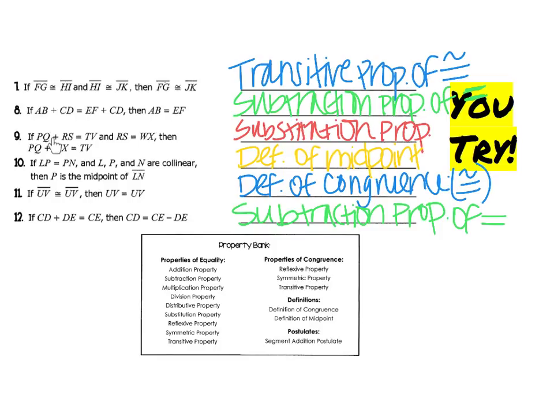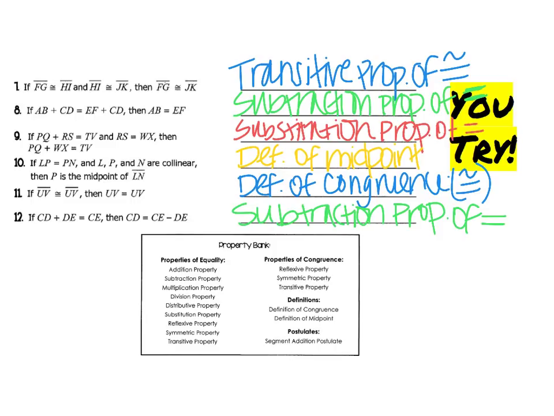Number 9, if PQ plus RS equals TV and RS equals WX, then PQ plus WX equals TV. So what we're doing is we're saying RS is equal to WX. So we can take WX and substitute it in for RS here. And that's how we get this equation. So this is the substitution property. All right. And substitution property would be a property of equality. So I should actually have of equality written here.